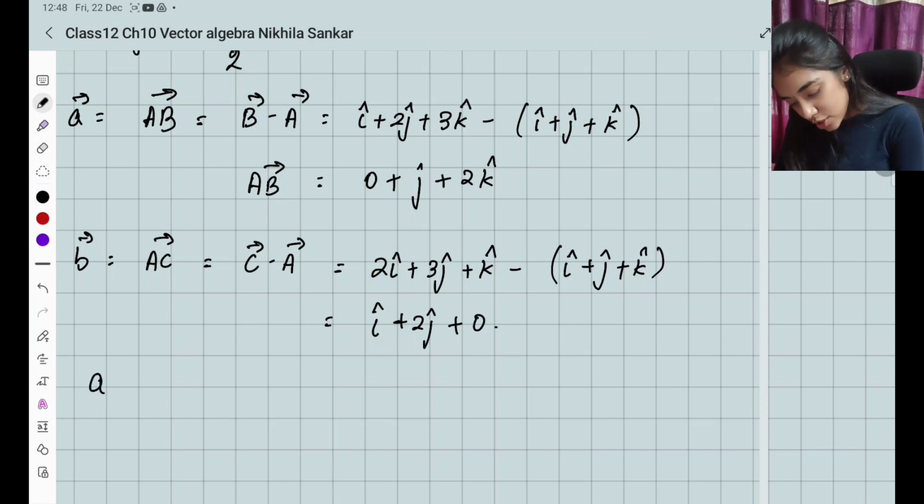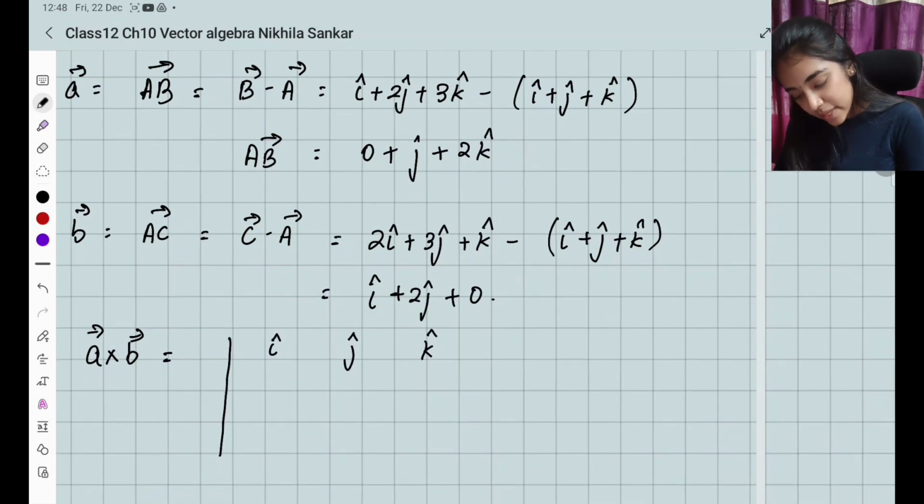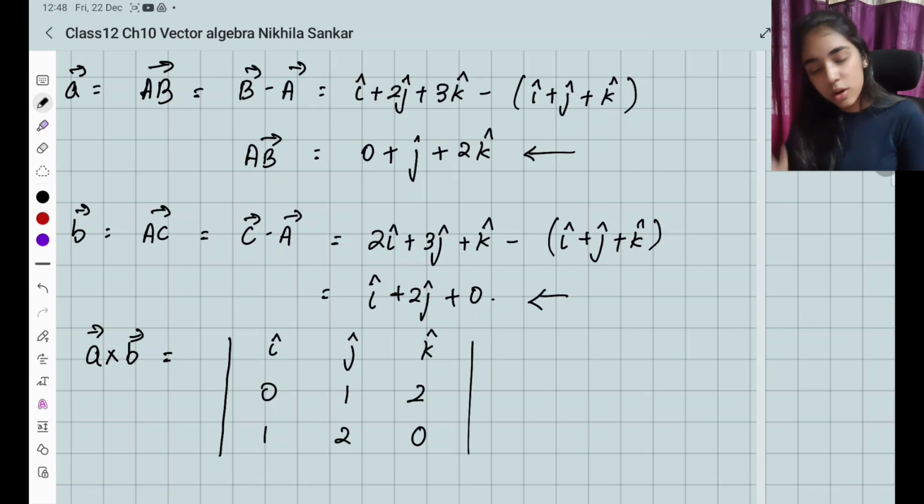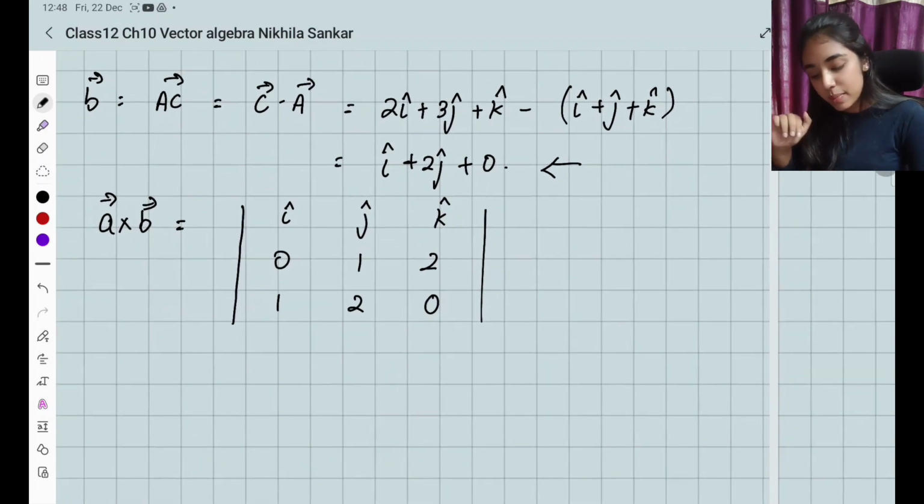Okay, now I need to do A cross B. So I have the determinant i, j, k, and in the second row I have to write these values, 0, 1, 2. And in the third row, I have to write these, 1, 2, 0. The value of k cap is going to be 0. So look carefully and write them.